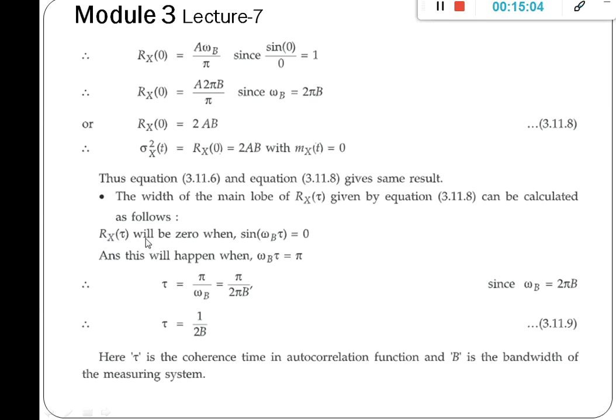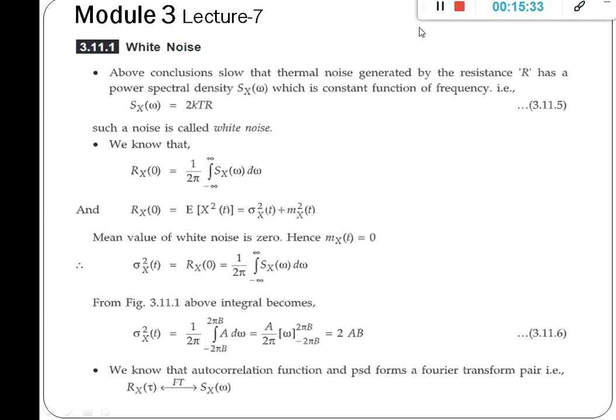The width of the main lobe of Rx of tau given by the equation can be calculated as follows. Rx of tau will be 0 when sine of omega B tau is equal to 0, and this will happen when omega B tau is equal to pi, so tau is equal to pi by omega B, which is equal to tau equal to 1 divided by B. So here tau is the coherence time in the autocorrelation function and B is the bandwidth of the measuring system.